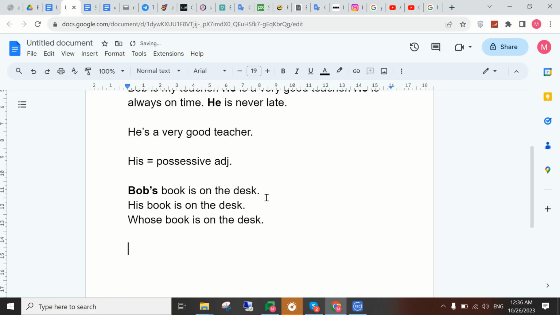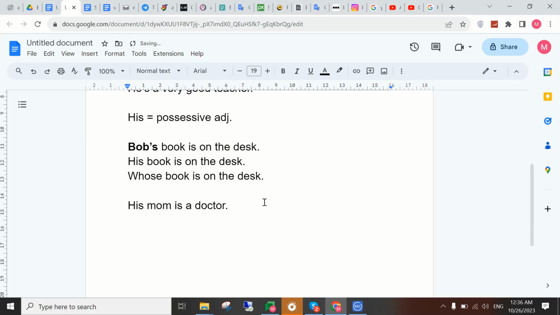For example, his mom is a doctor. Whose mom is a doctor? Is my mom a doctor? Is your mom a doctor? No, his mom is a doctor. For example, John's mom is a doctor. Okay? David's mom is a doctor. His mom is a doctor means only David's mom. I'm talking about one person's mom that is a boy, of course. And let me give you some more examples.